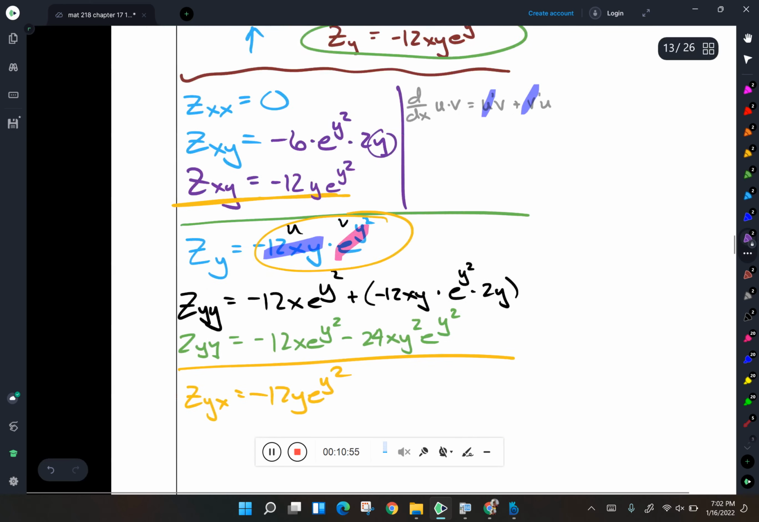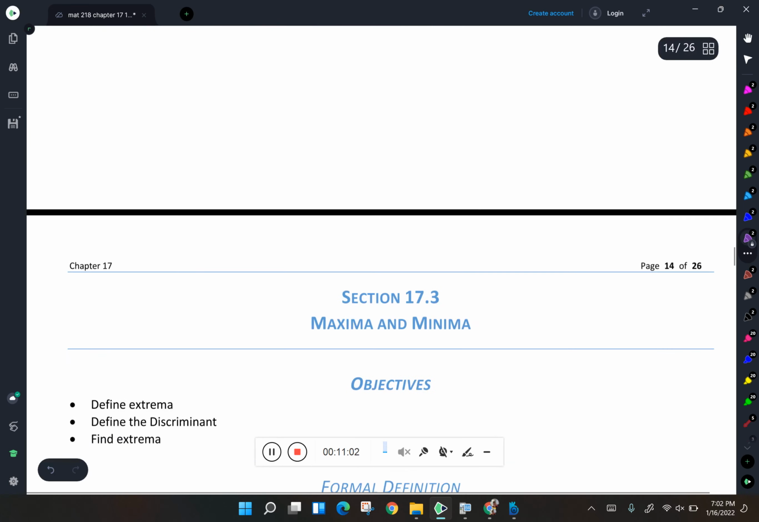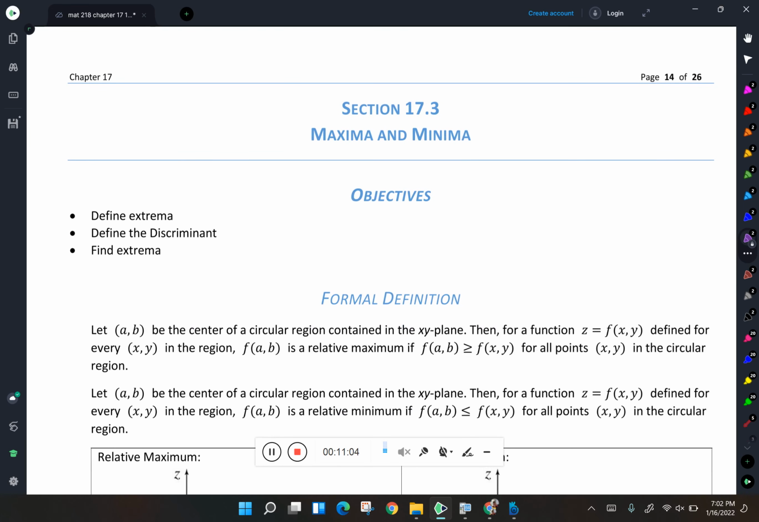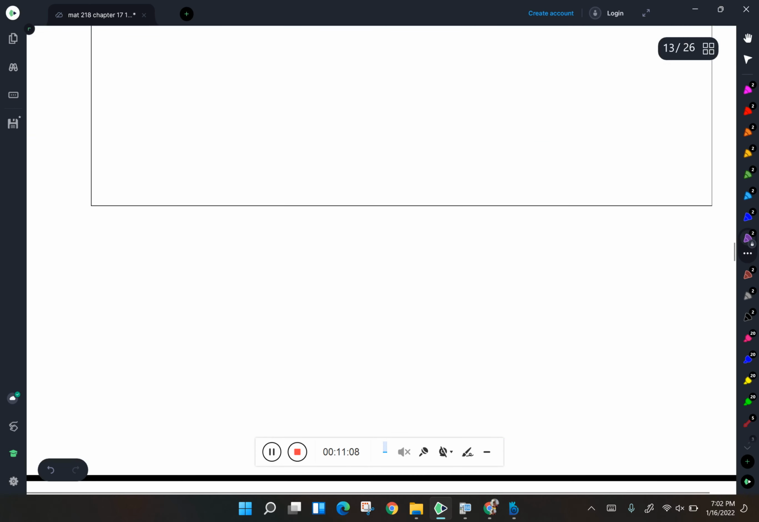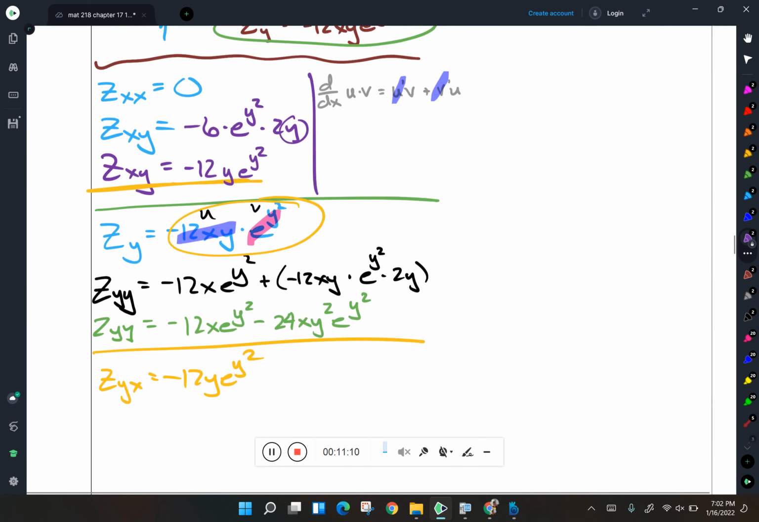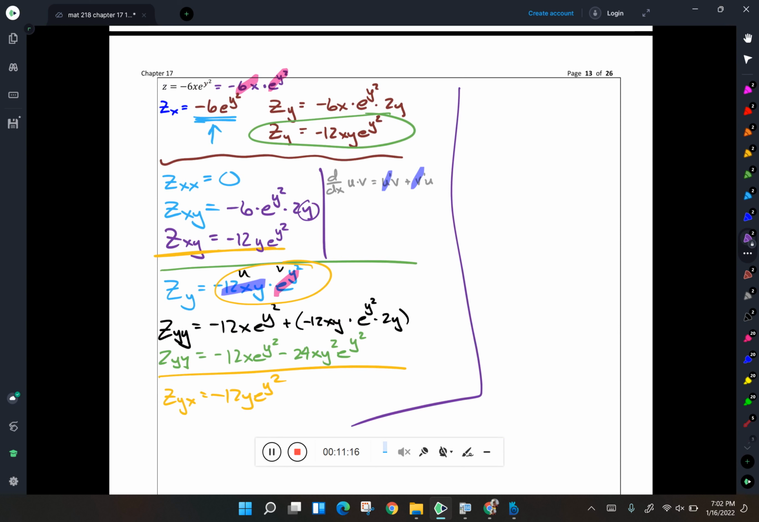All right. So as you can see, it's easy to make mistakes with these. Take your time, work them out. That brings us to the end of section 17.2. In section 17.3, we're going to take a look at maxes and mins, maximas and minimas, which will be the place or the application for these second partial derivatives. We'll be using those to find those maxes and mins. So I'll see you all back here for section 17.3.